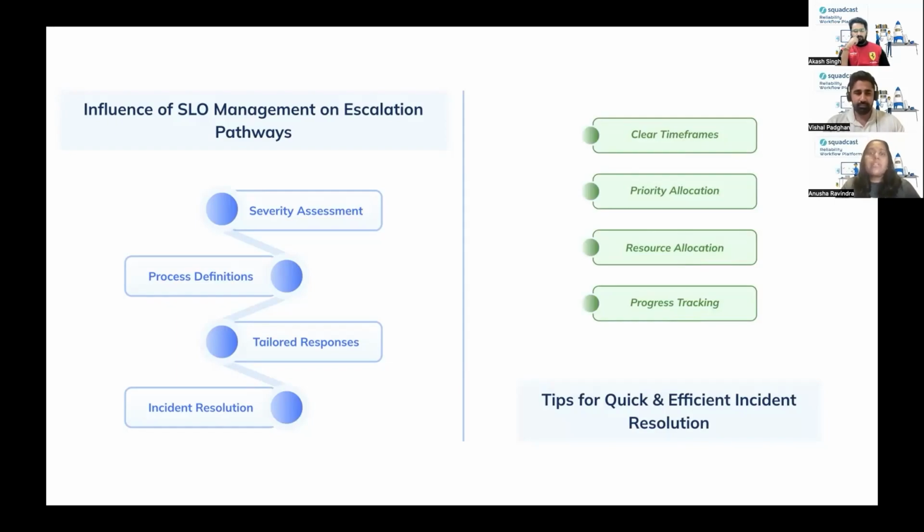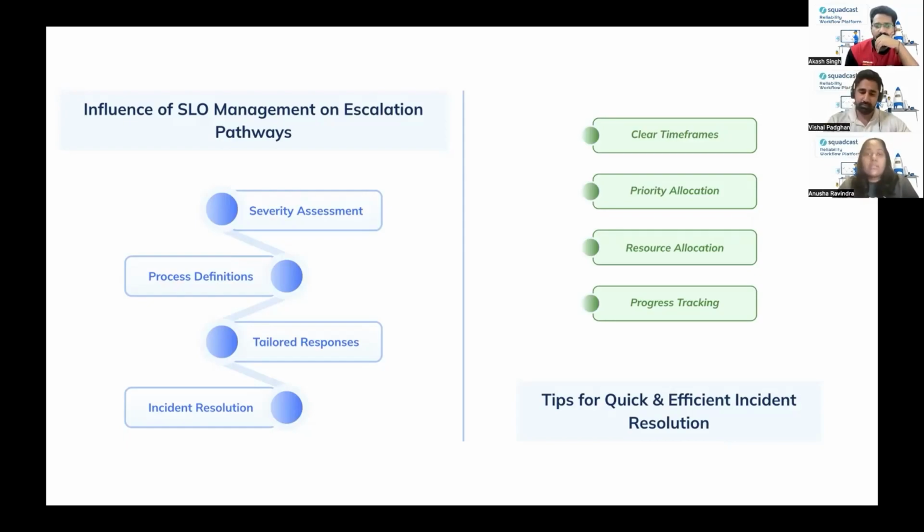SLO priorities are predefined levels of service quality that an organization commits to providing to its users or customers through external SLAs. These priorities set acceptable thresholds for performance metrics. These metrics could be response times, uptime, availability, error rates, latency, and so on. SLOs create expectations for service quality, and they guide teams in ensuring consistent and reliable services.